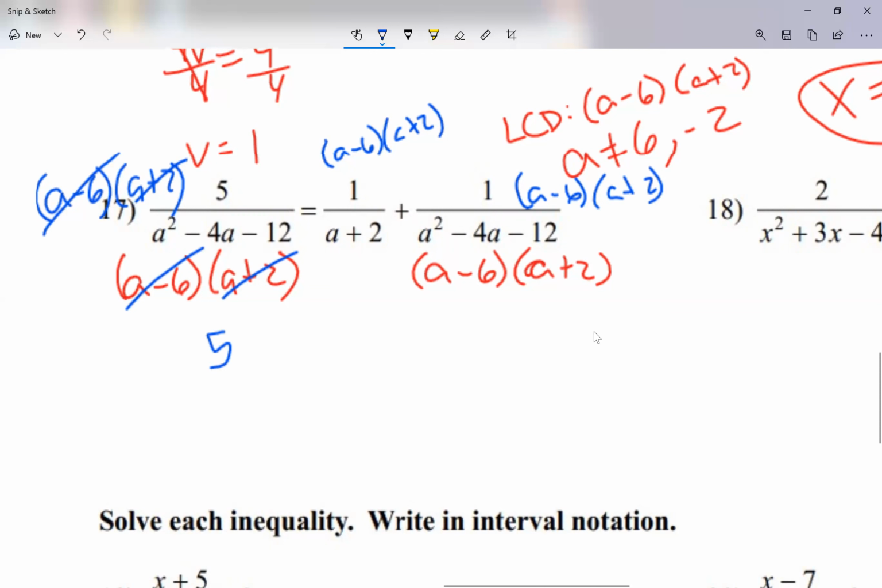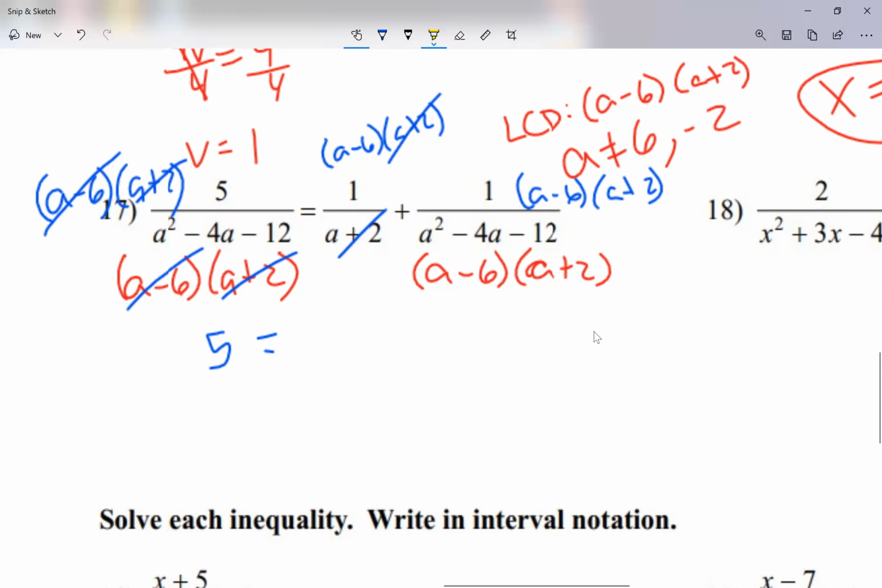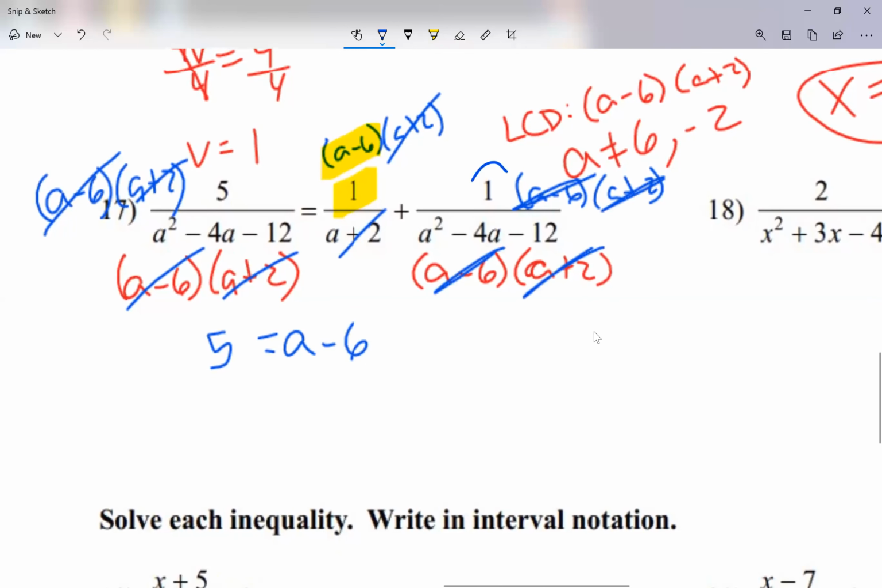And then it says equals. On the second fraction, the a plus 2 cancels out, but I do keep the a minus 6. Let me multiply a minus 6 times this 1. So distribute the 1: 1 times a, 1 times -6. Now on the last fraction, I cancel the a minus 6 and the a plus 2, but I do keep the plus 1.